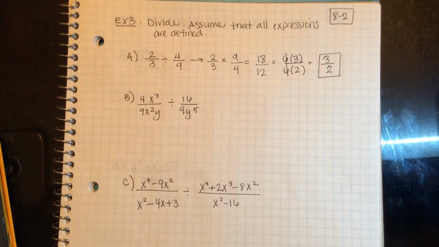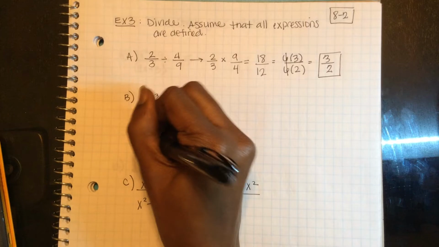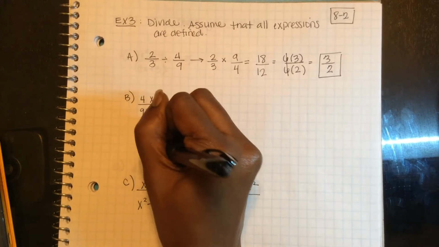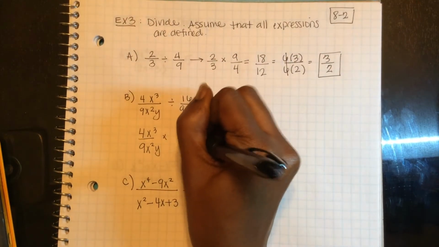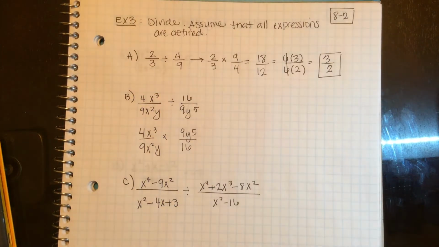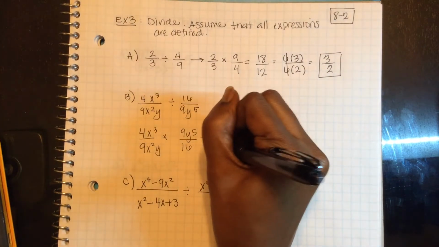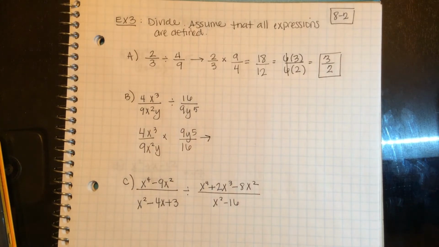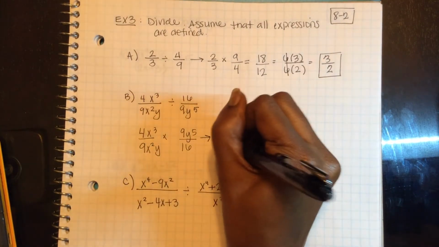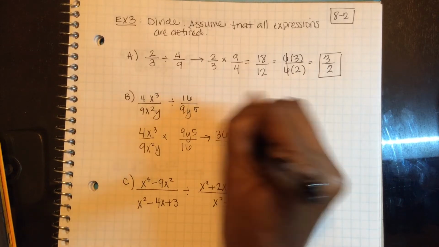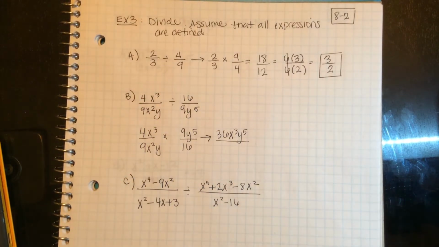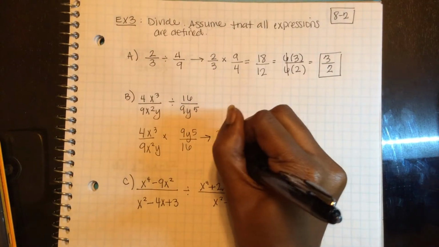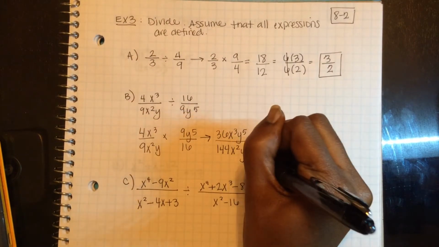In example B, now I have 4x cubed over 9x squared y divided by 16 over 9y to the fifth. So this becomes 4x to the third over 9x squared y multiplied by the reciprocal. I'm going to multiply my numerators to get one numerator. 4 times 9 is 36, x to the third, y to the fifth. 9 times 16, let me just double check that, is 144, x squared, y.